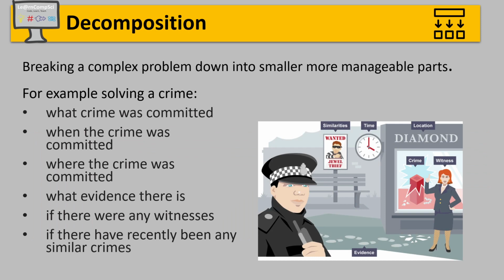Next, a different kind of skill that we can use to solve problems is decomposition. This is when we take a large problem and break it down into smaller parts. There's an example I've used here from the BBC Bitesize website: when a policeman is trying to solve a crime, they don't do it all in one go, they do it in small parts. They look at what the crime was, when and where it was committed, is there any evidence, are there any witnesses, have there been any other similar crimes recently, and use a combination of all of those different parts that they solved individually to hopefully solve the crime.